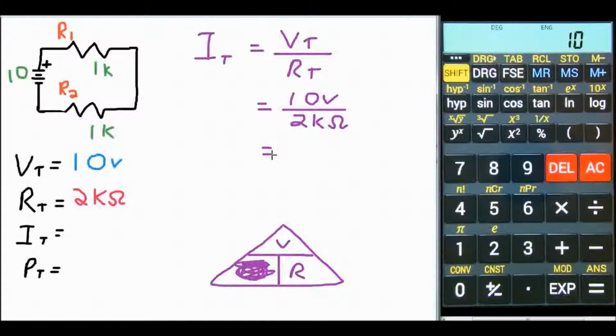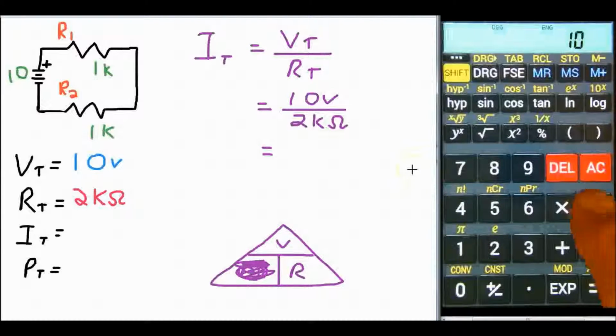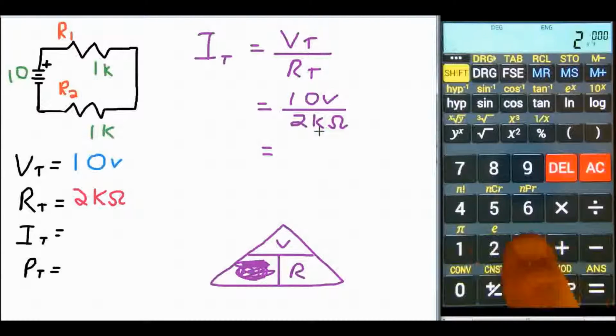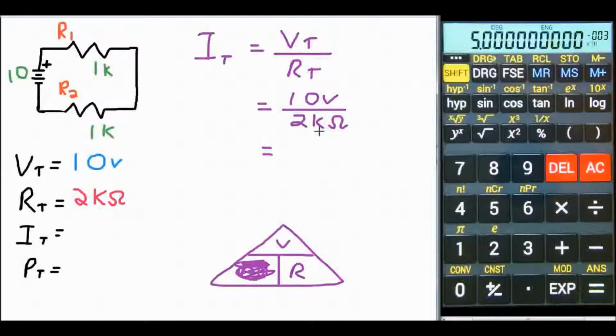We'll put in 10. Because we have no engineering notation here, no letter, we do not hit the exponent key. So we have 10 divided by, and now we have 2k, and there is an engineering letter, so let's put 2 exponent, and k is to the power of 3. When I hit equals, my answer becomes 5 times 10 to the negative third.